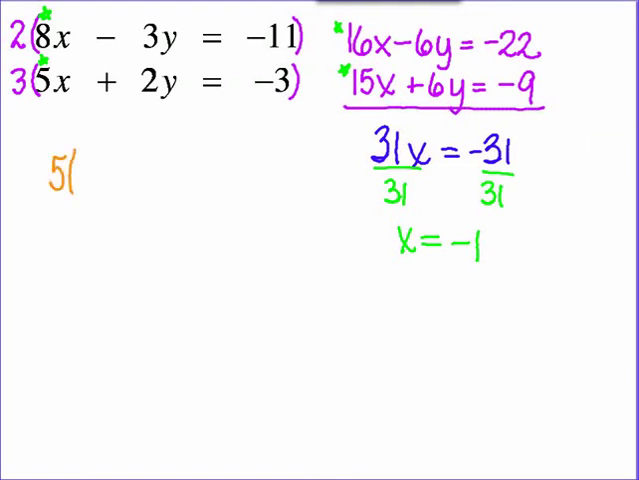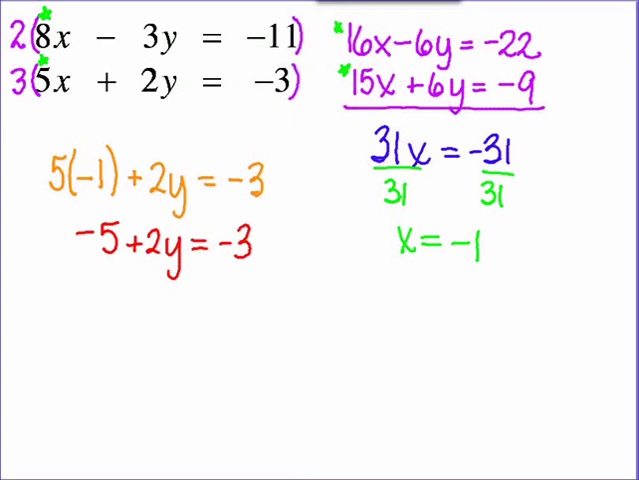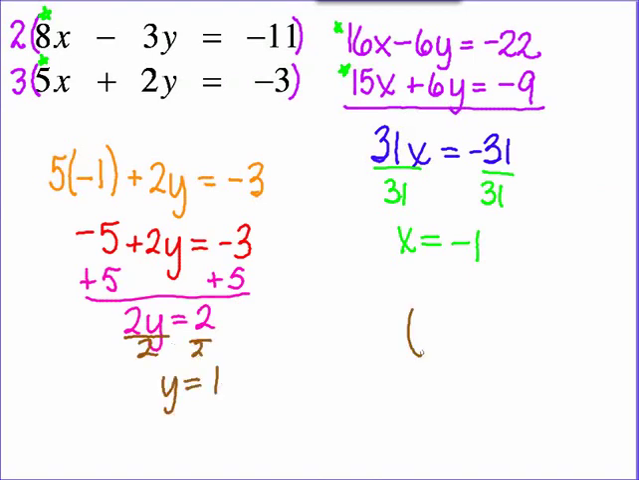Why? Because that one, to me, doesn't have a negative 3y. I try to stay away from the negatives if I can. So 5 times negative 1 is negative 5, plus 2y equals negative 3. What you need to do now is add 5 to both sides, and you should get 2y to equal 2. Now divide both sides by 2, and you get y to equal 1. So your solution here is negative 1, positive 1.